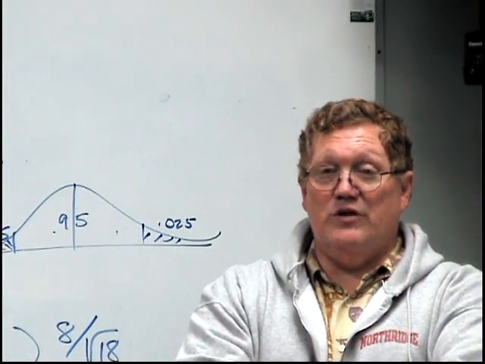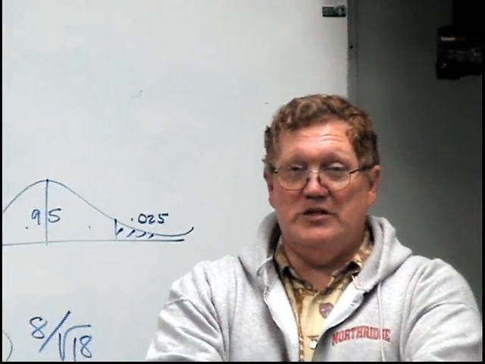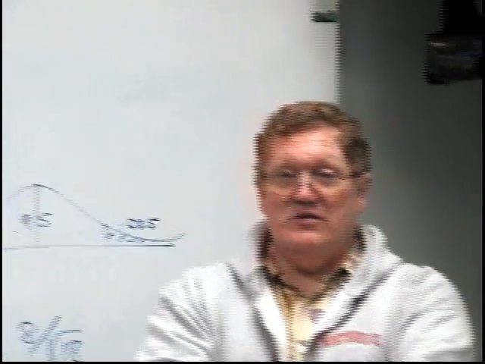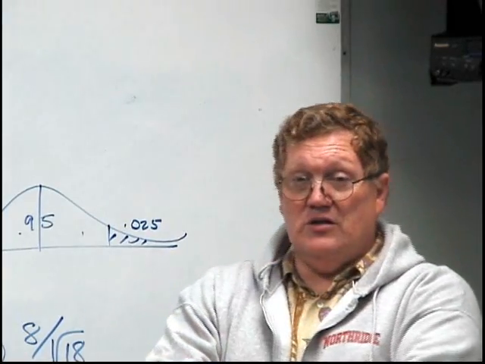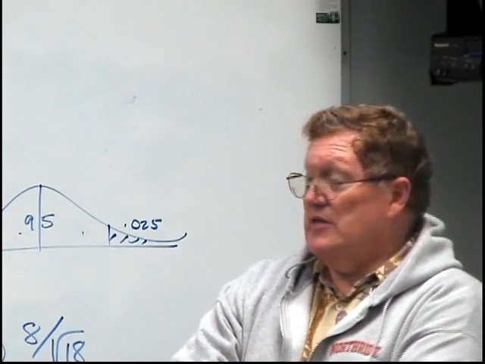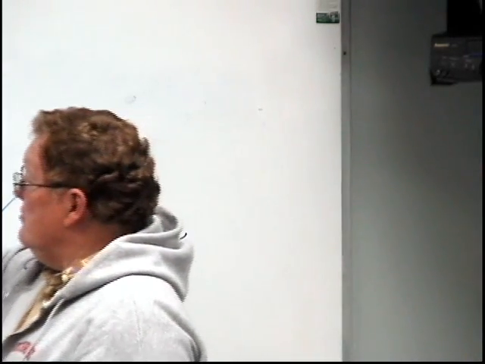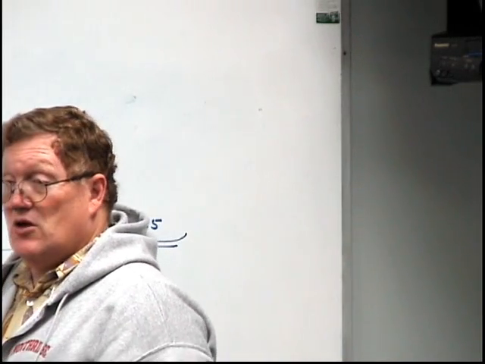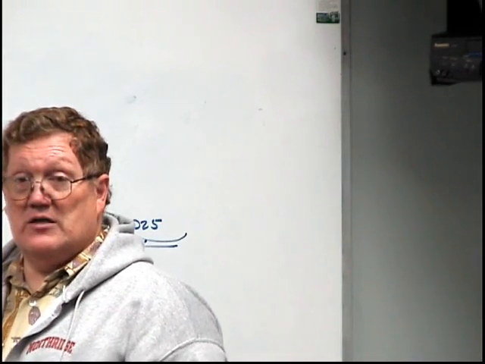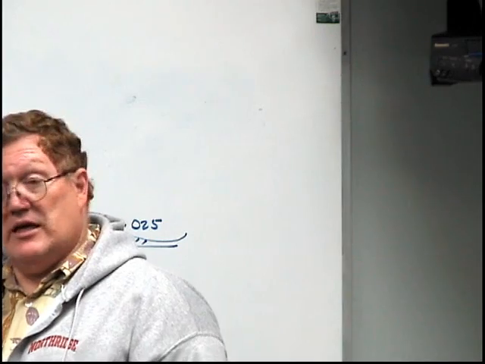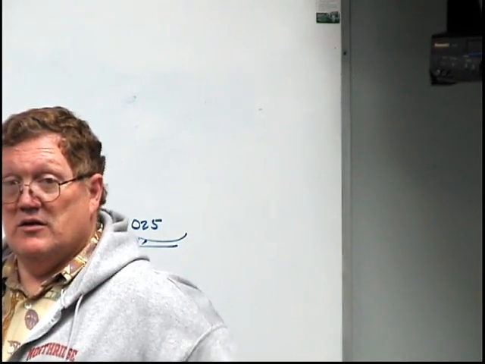I think you're safe with that. Some people teach that. Others teach the way I teach it. What happens is, even if sigma is unknown, as n gets large and the degrees of freedom get large, t starts getting very close to z anyway.